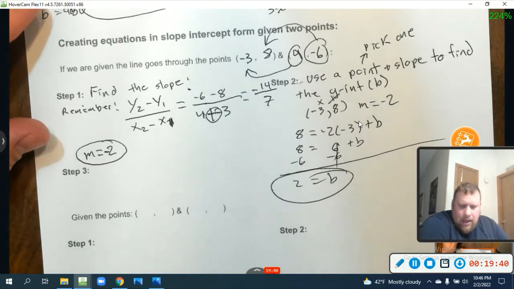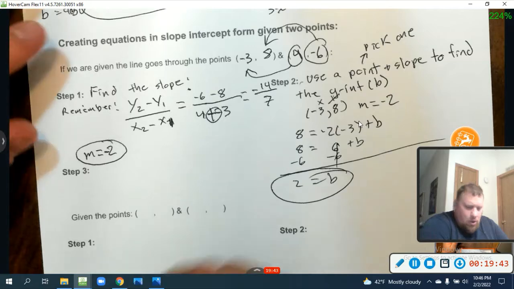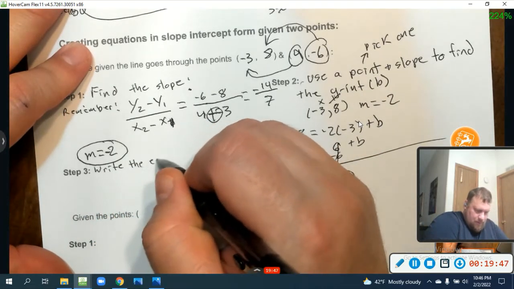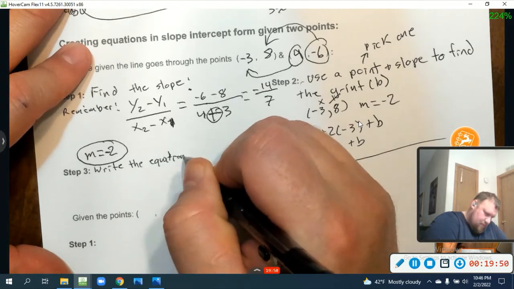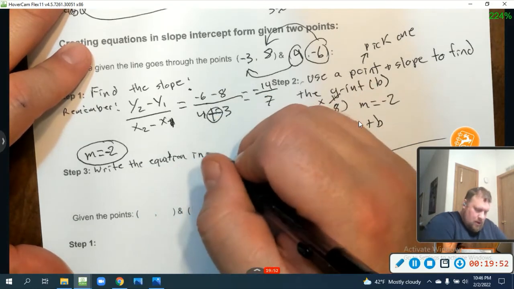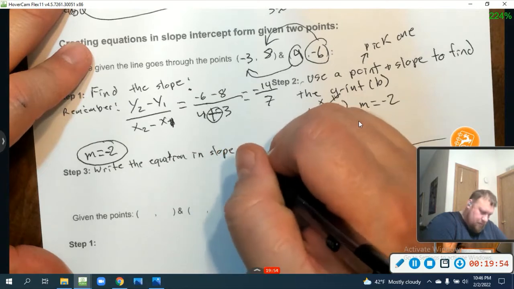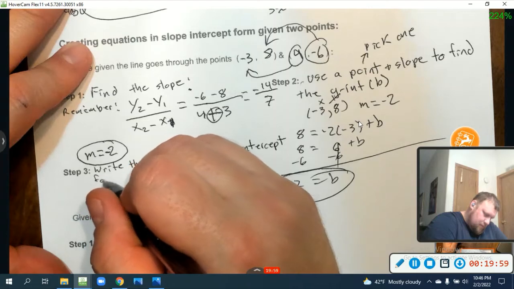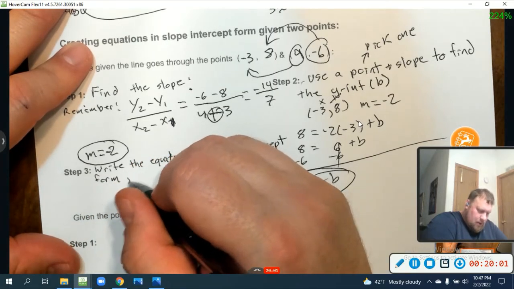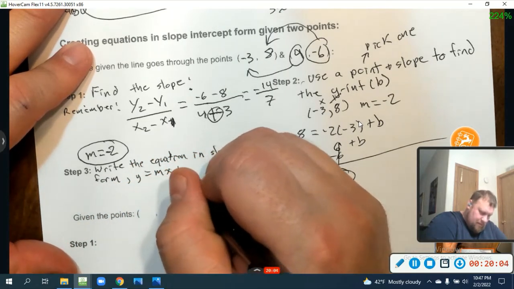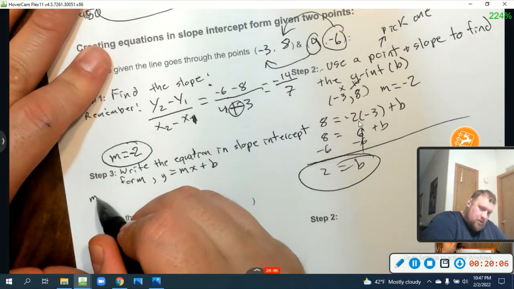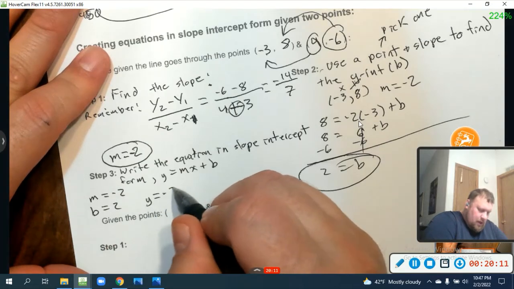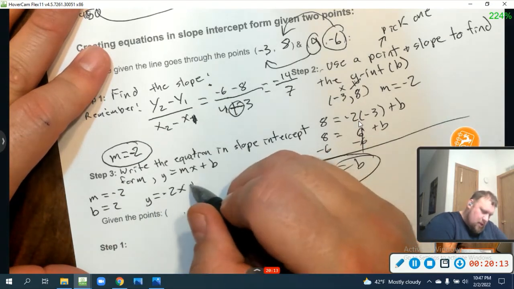Step 3 is simply write the equation in slope-intercept form. Same as above. In slope-intercept form. Again, y equals mx plus b. And for our slope of negative 2 and our b of 2, our y equals negative 2x plus 2.